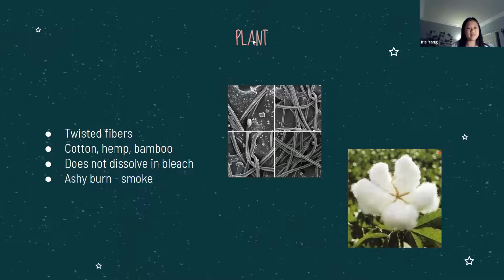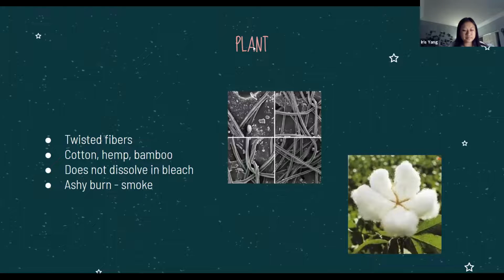So cotton is one example of a plant fiber. If you zoom in super close on cotton under a microscope, it's going to look something like this. One unique thing about plants is that the fibers are super twisted. You can see that the fibers are rotated around each other, and that's a unique aspect of plant fibers. Some examples are cotton, hemp, and bamboo, which you typically see in clothing. Bamboo is also seen in a lot of decoration and appliances.